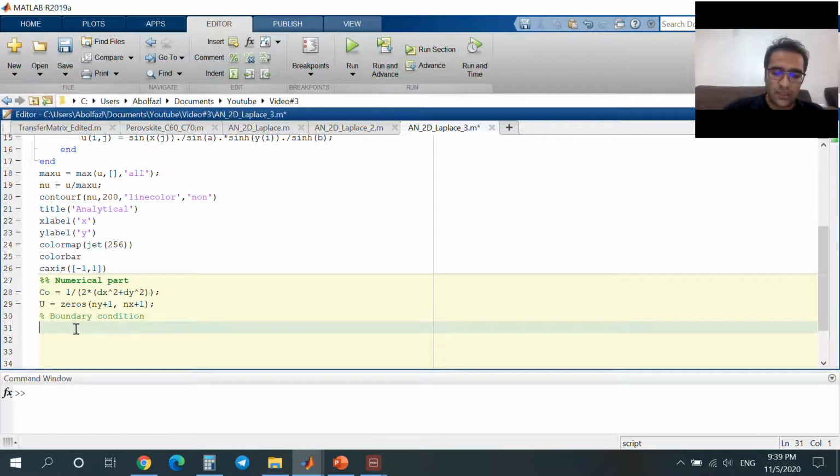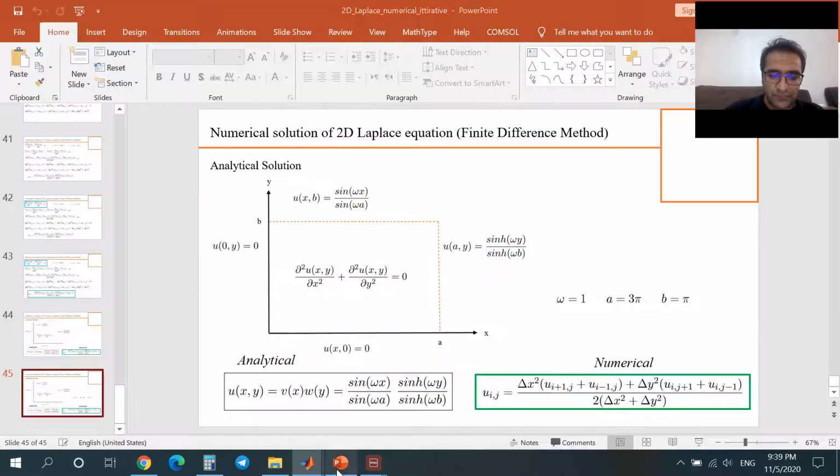And let's define the boundary condition for the capital U. And what was the boundary condition? The boundary condition is that at the left boundary, this is 0, right? Or let's start from this. At the lower boundary, this is 0 again.